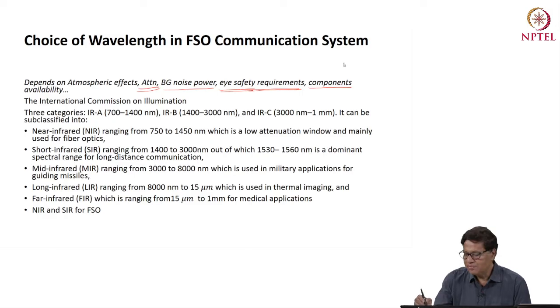For example, when I'm talking about optical fiber based systems, normally the systems are around 850 nanometer, 1310 nanometer or 1550 nanometer. The reason here is that it has less attenuation at these wavelengths, and there are other advantages. And so the component industry is quite matured in terms of making components around these wavelengths.